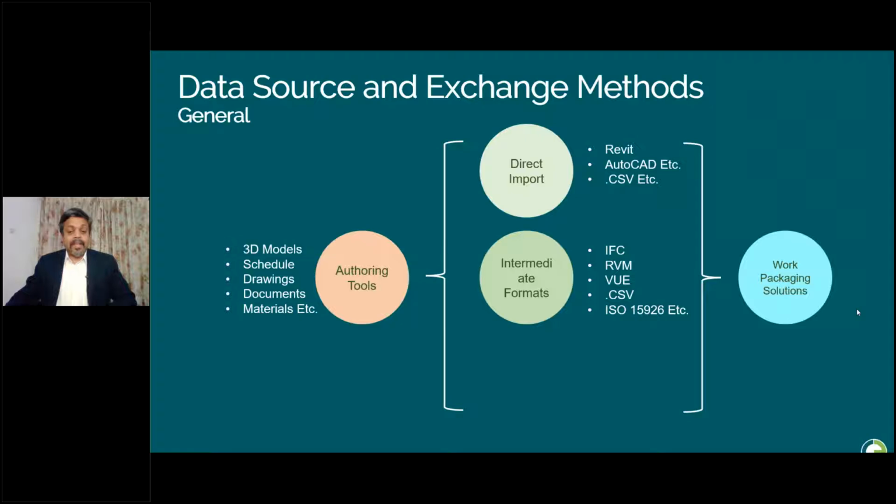Intermediate format is another one. It is widely used, and involves more than one step if the work packaging system does not support the format available in the authoring tool. Intermediate formats are widely used for data transfer, especially in transferring 3D models. Examples are Aveva RVM, Intergraph files, and industry standards like IFC, STEP, or ISO 15926.